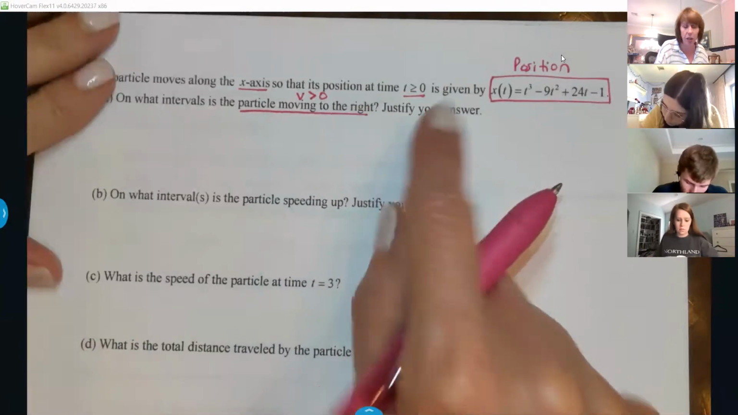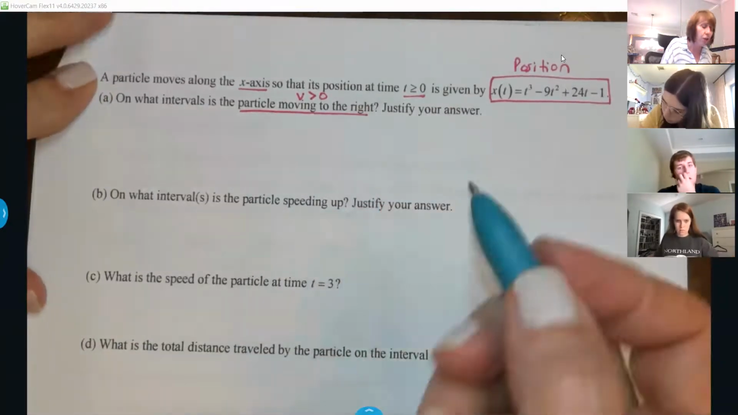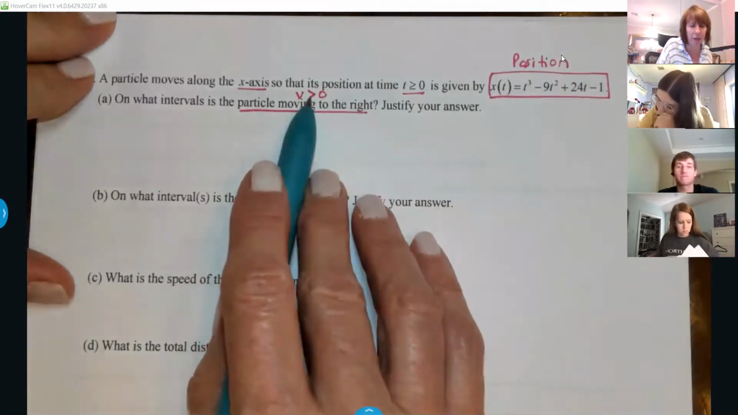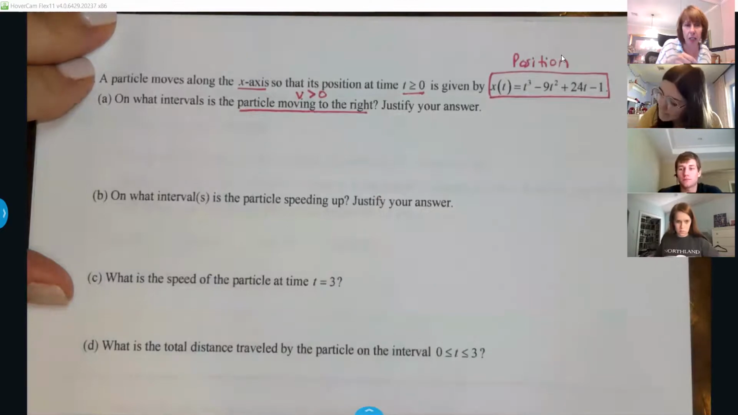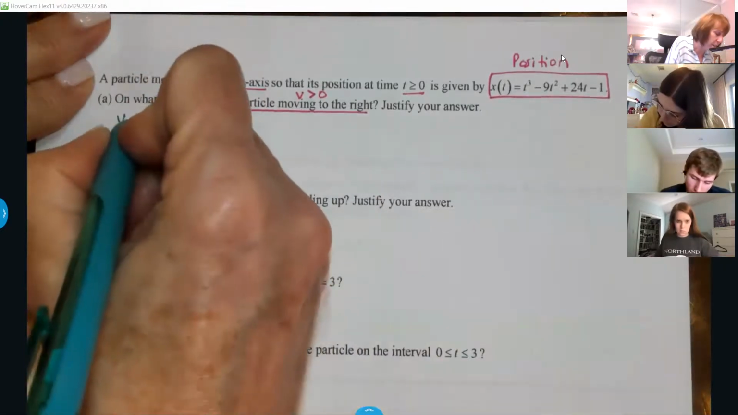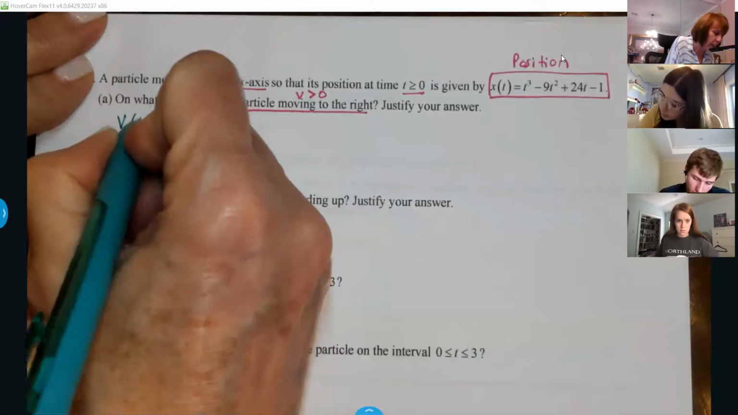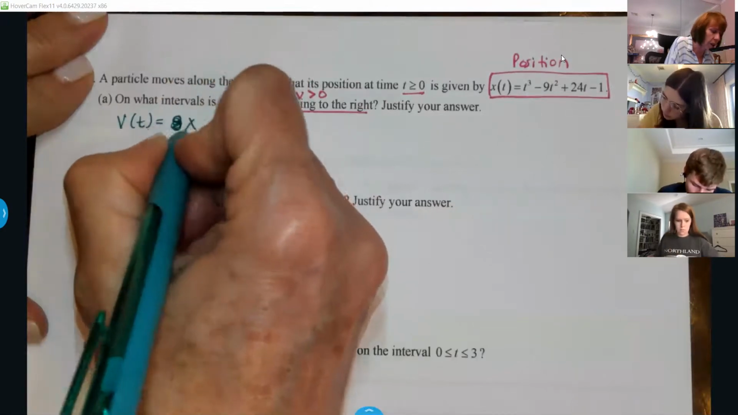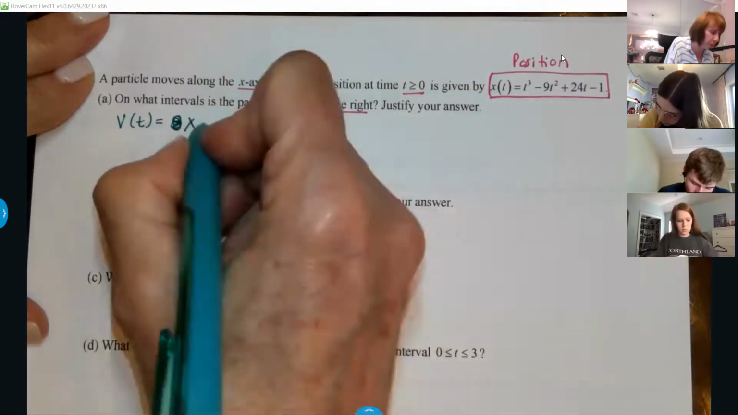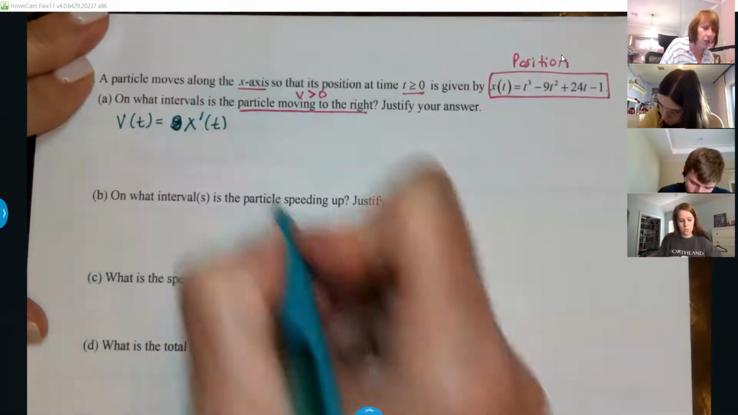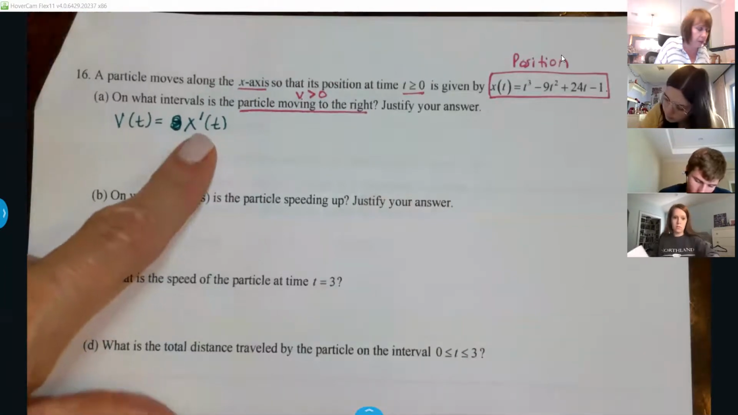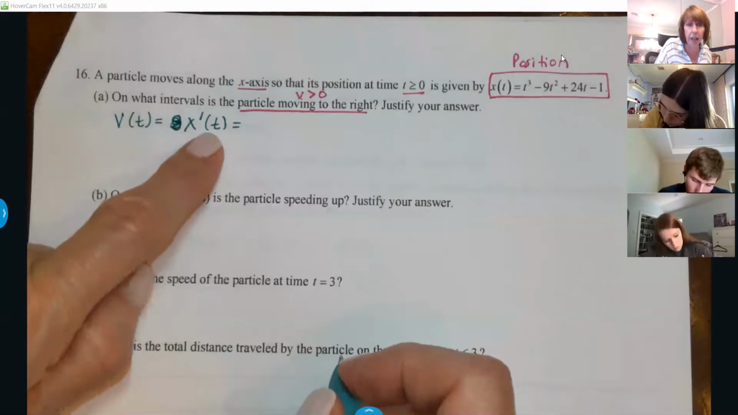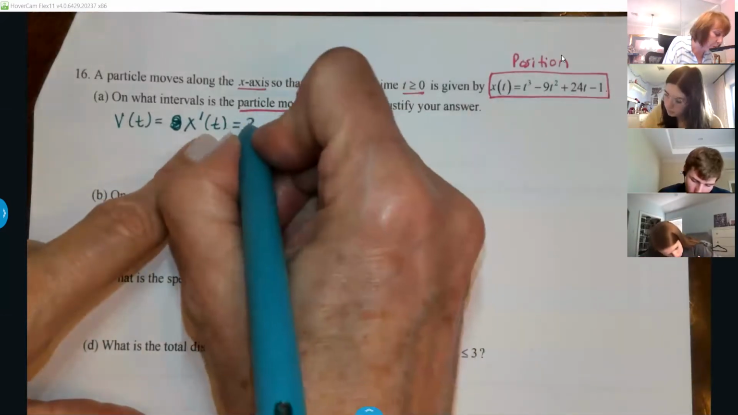Okay, so I want the velocity to be 0. So first I need to find the velocity. I want the velocity to be positive. So I need to do a sign chart on velocity. So first I need to find velocity, and velocity is always the derivative of, they called it x here, the derivative of position, right? So I need to say that. So for full credit, you have to write that, okay? So, and now we're just going to use the power rule.